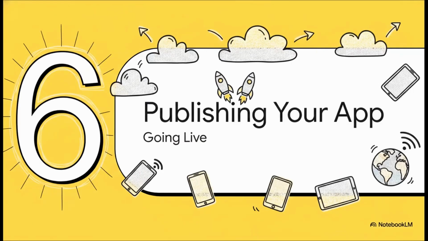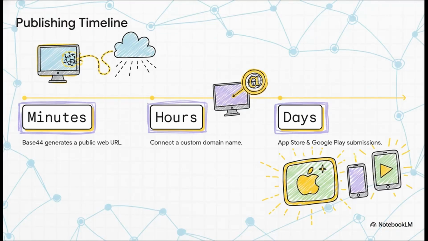Section 6. Publishing your app. Going live and beyond. All right, this is the ultimate payoff. Taking your app and putting it out into the wild. Normally, your code is just stuck on your local machine. But here, in literally a few minutes, Base44 generates a public web URL.